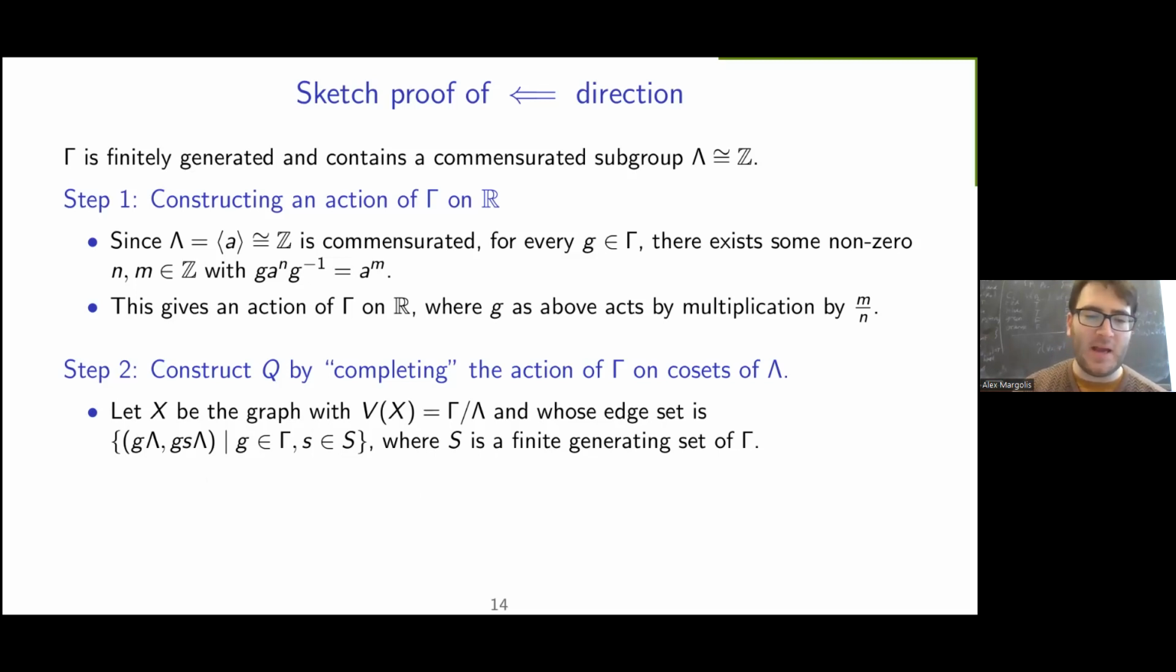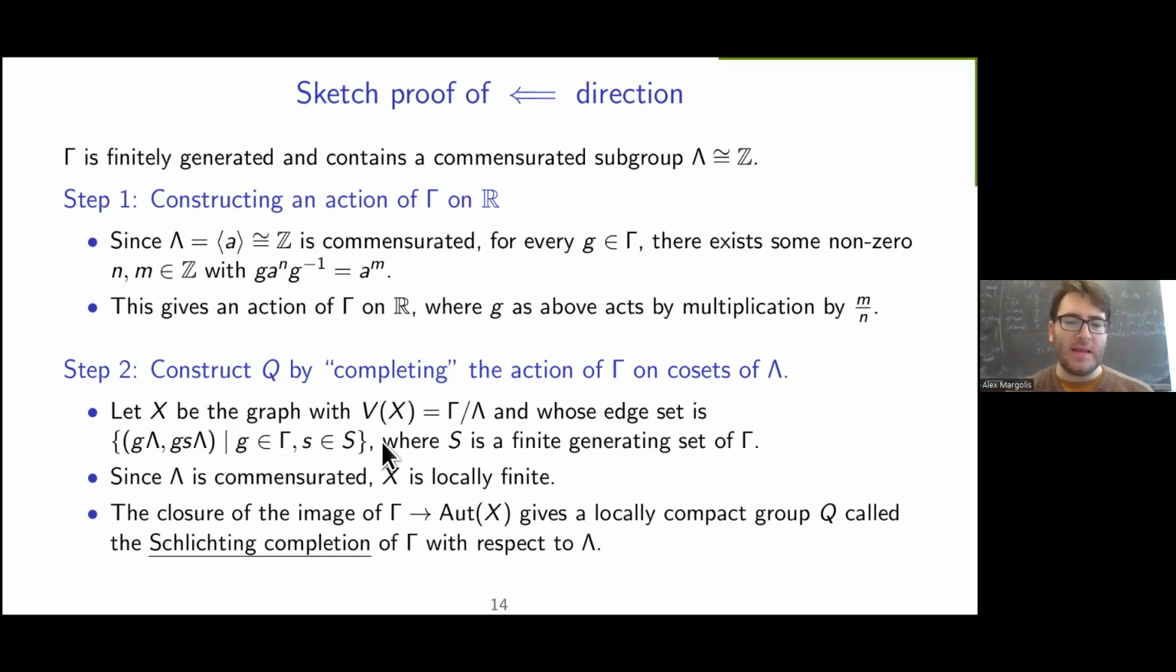It's not necessarily a commensurated subgroup, but if the subgroup is commensurated, then this graph X is locally finite. And in fact, this is an if and only if. If the graph X constructed here is locally finite, then that implies lambda has to be commensurated. And that's a fairly easy exercise.